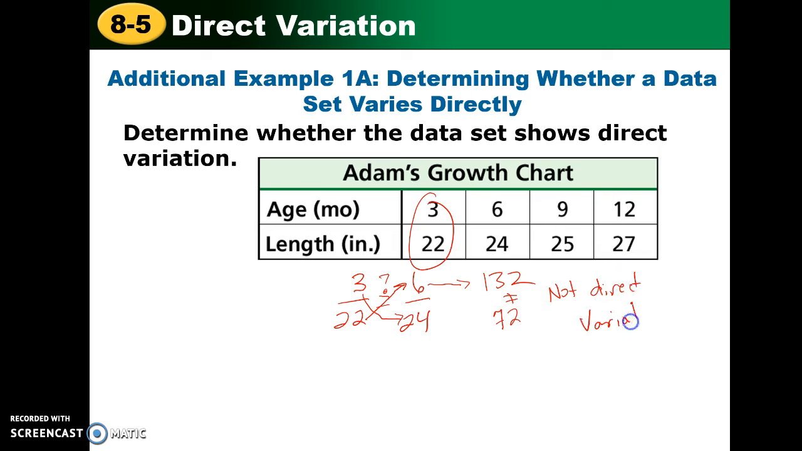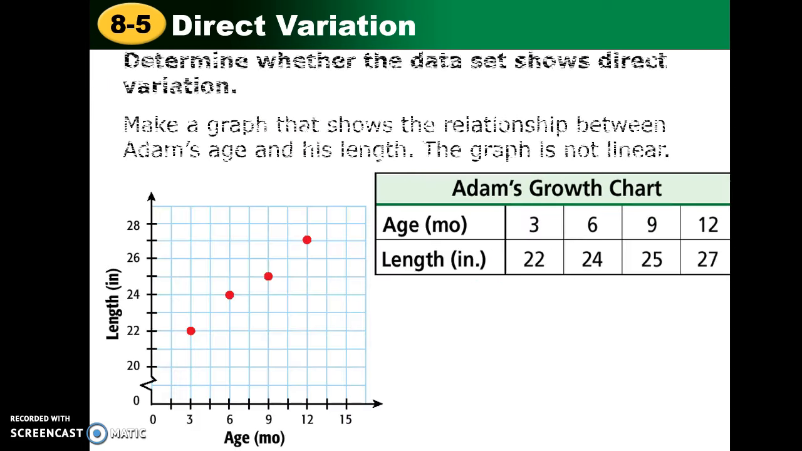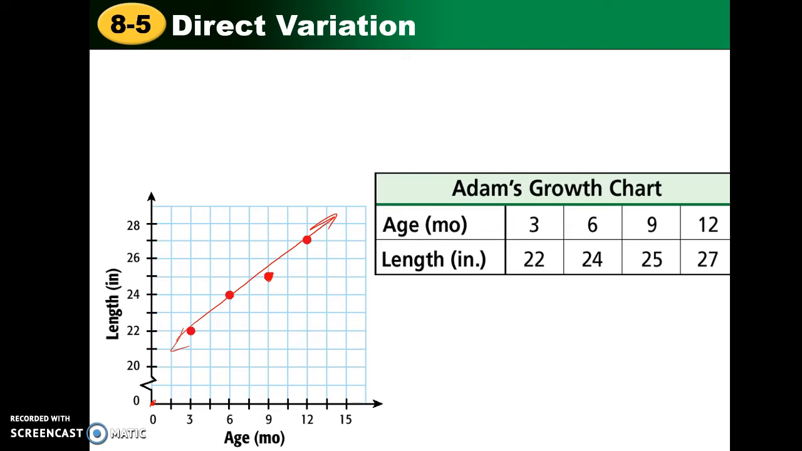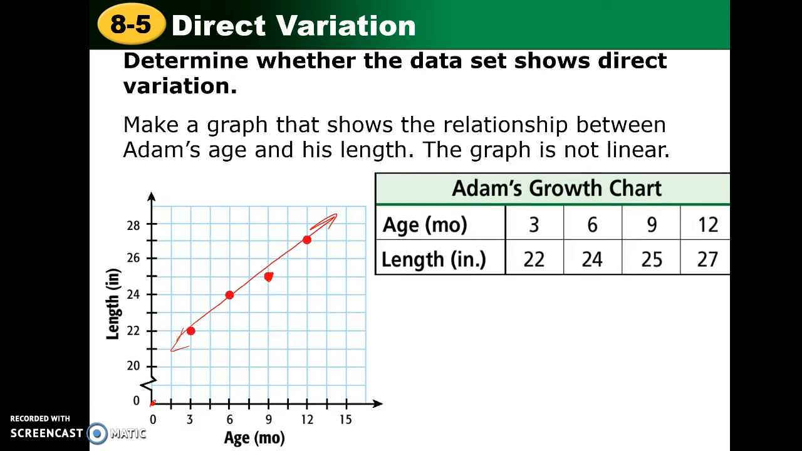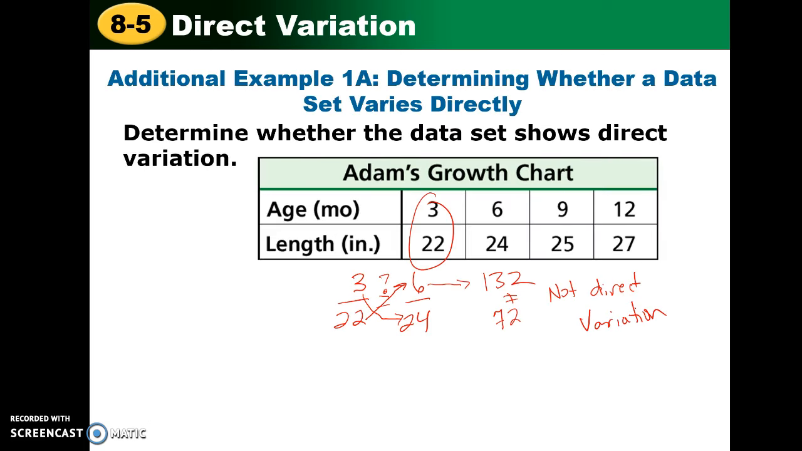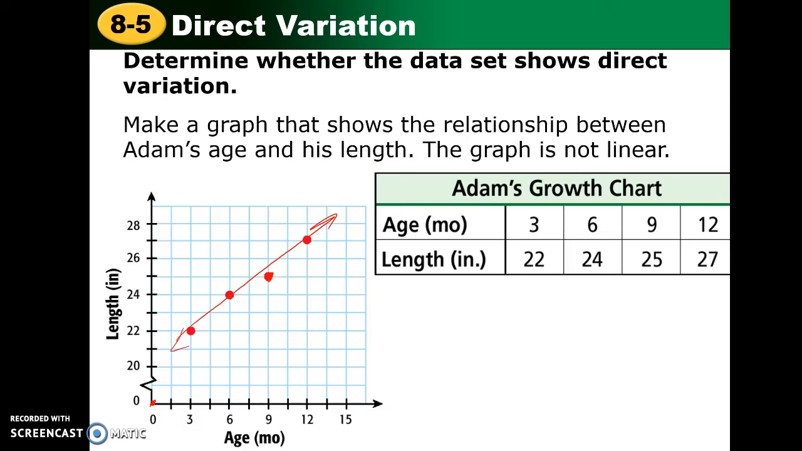Not direct variation. What if I graph this? What would it look like? Well, it would look something like this. So here's the graph. Sorry, I made a little mistake. If I look at this, first of all, it's not even a line. It's not a straight line. It has this point over here, and it definitely doesn't go through the origin, so it's not direct variation. We did the proportionality right there. We did the line there.